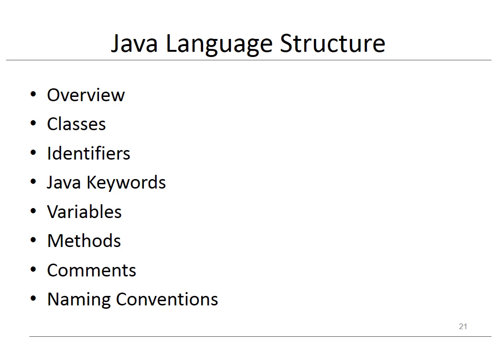In the next section, we will zoom into the Java language structure. More specifically, we will start with an introductory example and then discuss classes, identifiers, Java keywords, variables, methods, comments, and naming conventions. Let's get started.